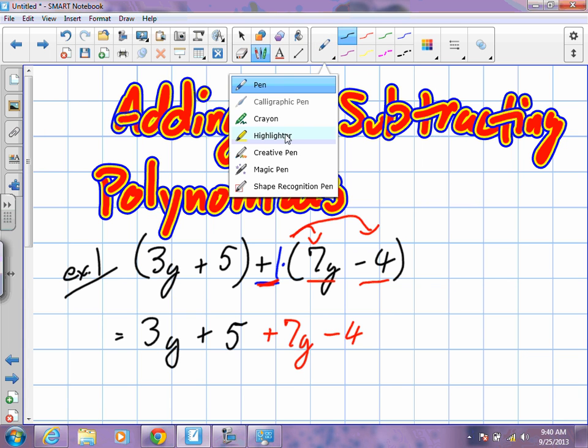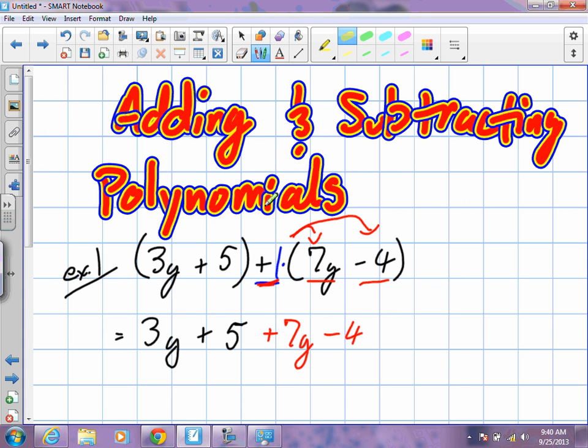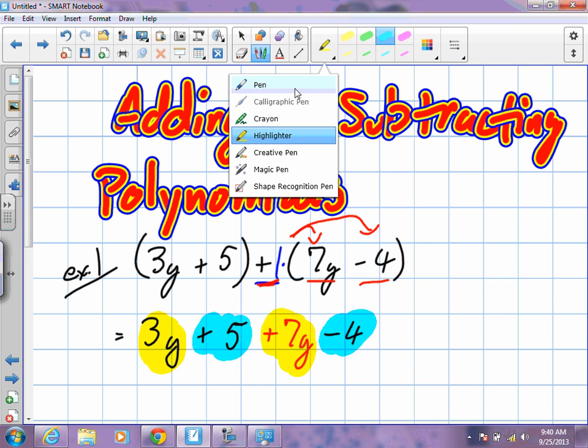What are a pair of like terms here? Scott? 3y and 7y. Yeah, those are like terms. Both of the y's are to the power of 1. Any other set? Scott? Positive 5 and negative 4. Great. So those are our like terms.